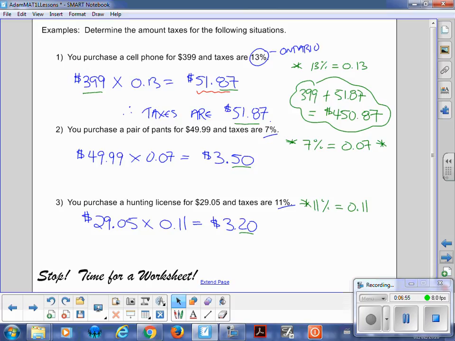So you will have a worksheet that just has calculating tax rates. All right. Again, useful skill, so you can anticipate what the final cost of a lot of things are.